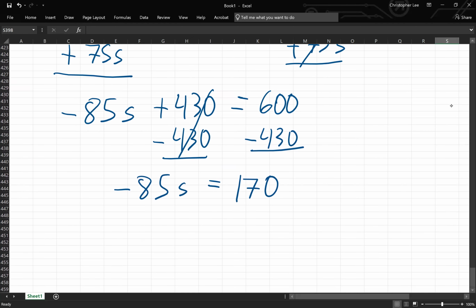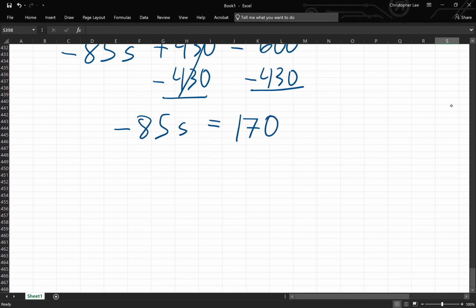All right. What should I do after that? I have negative 85s is equal to 170. All right, so divide by the negative 85, right? But what you do to one side of the equation, you have to do to the other side of the equation. Divide by the negative 85. So now what do I have? I have S is equal to, let's reduce it a little bit, right?